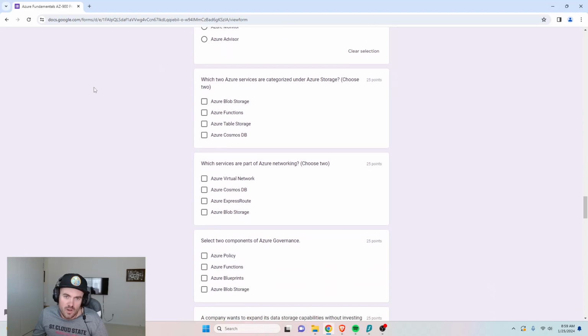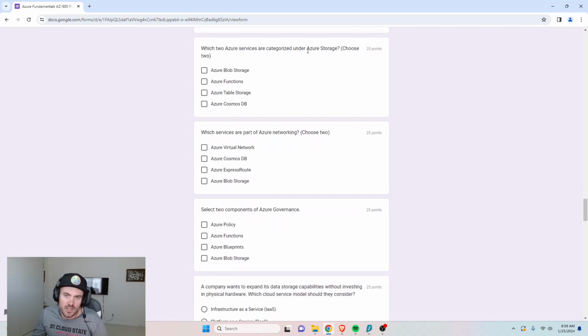Okay. Which two Azure services are categorized under Azure Storage? Well, we know for a fact that blob storage is one of them. We talked about that a few times. Functions is the serverless compute service. Okay, that's not storage, that's compute. Table storage, that sounds about right. And then Cosmos DB is a database as opposed to a storage. Okay, there's kind of a fine difference there. If you want to know more about the difference between the two, then check out the study guide video. Okay.